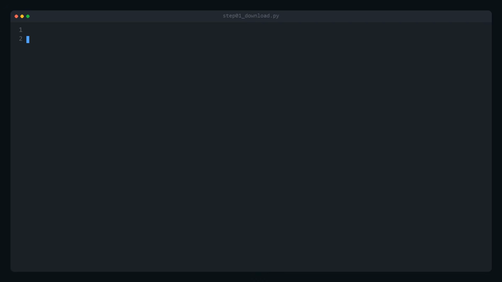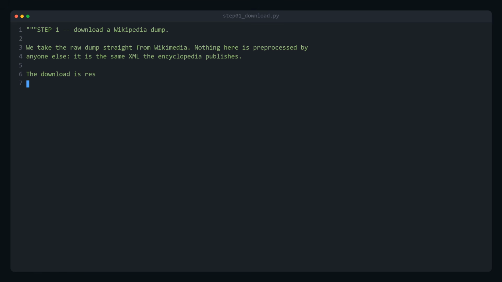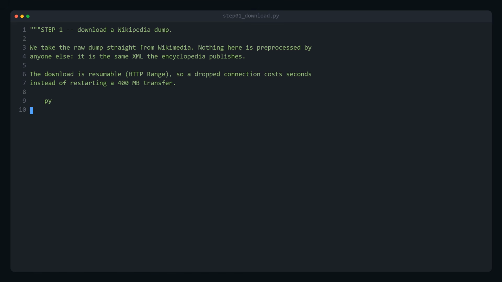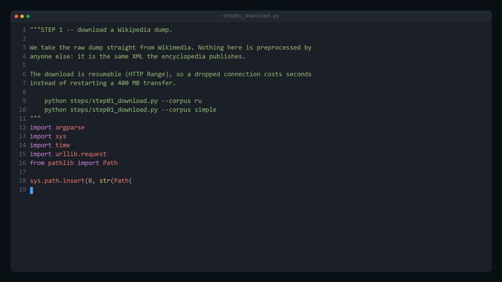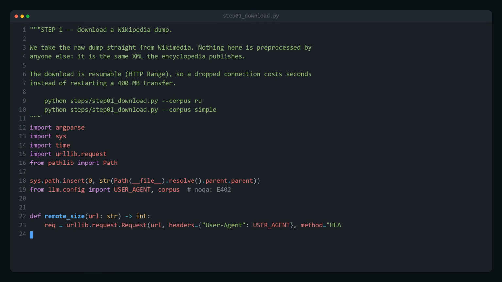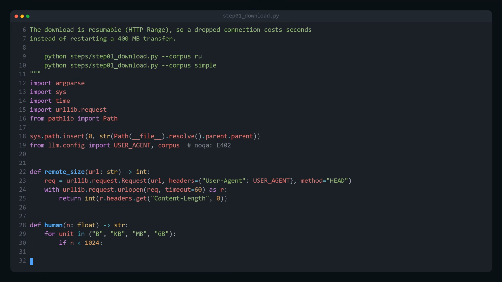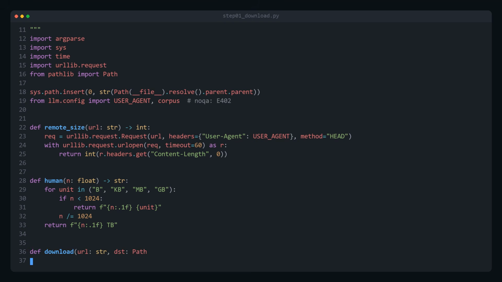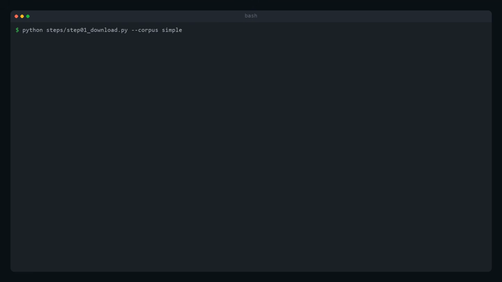We take the data from the source. Wikimedia publishes full dumps of every edition. The file simple-wiki-latest-pages-articles.xml.bz2 is 354.5 megabytes compressed. Here is the first real trap, and almost everyone hits it. The server answers with code 403 if you do not identify yourself. Wikipedia requires the client to send a meaningful user agent header. Add it and the download runs.